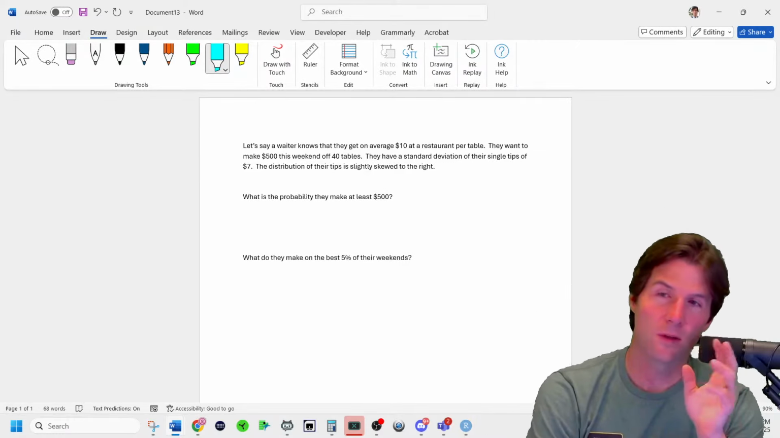And that is equal to, they need to make on average, y bar equals $12.50. My gosh, the math broke. $12.50 right there. Let's double check. 500 divided by 40. There it is. So that is correct. That's what they need. If they make that on average, they'll make $500 this weekend.